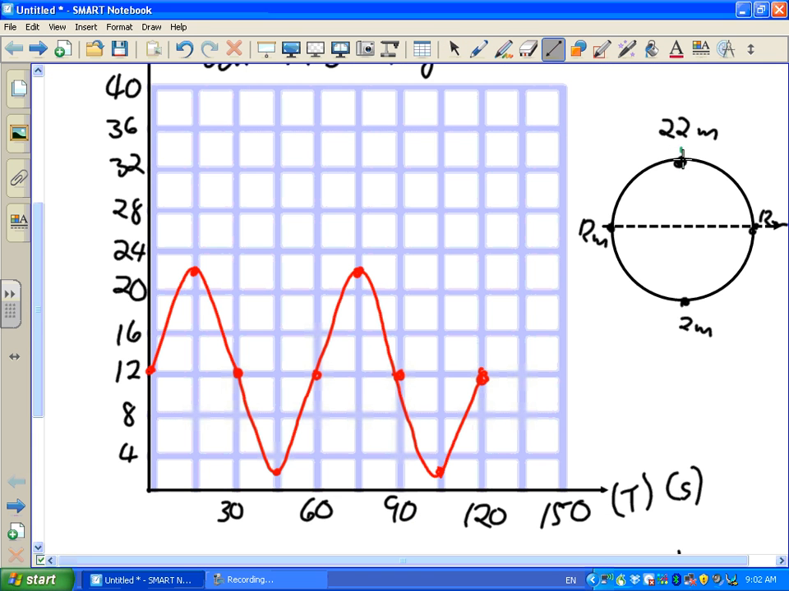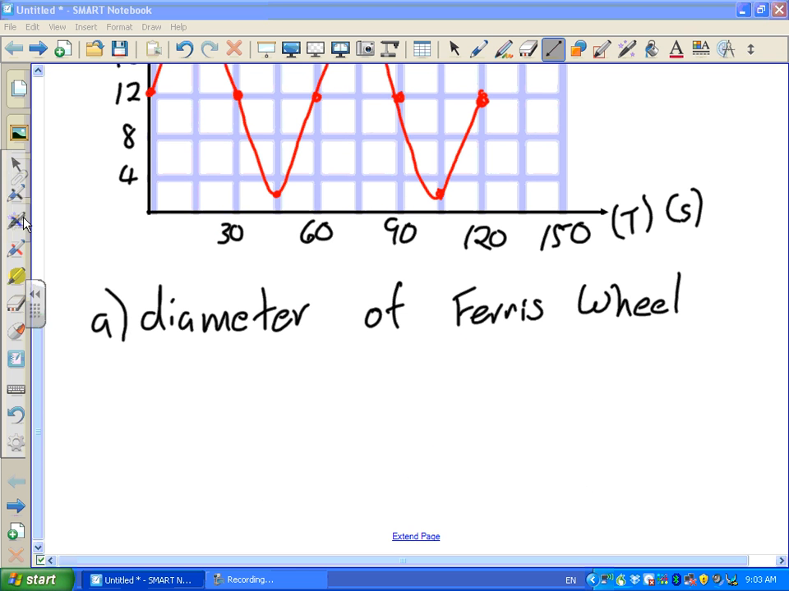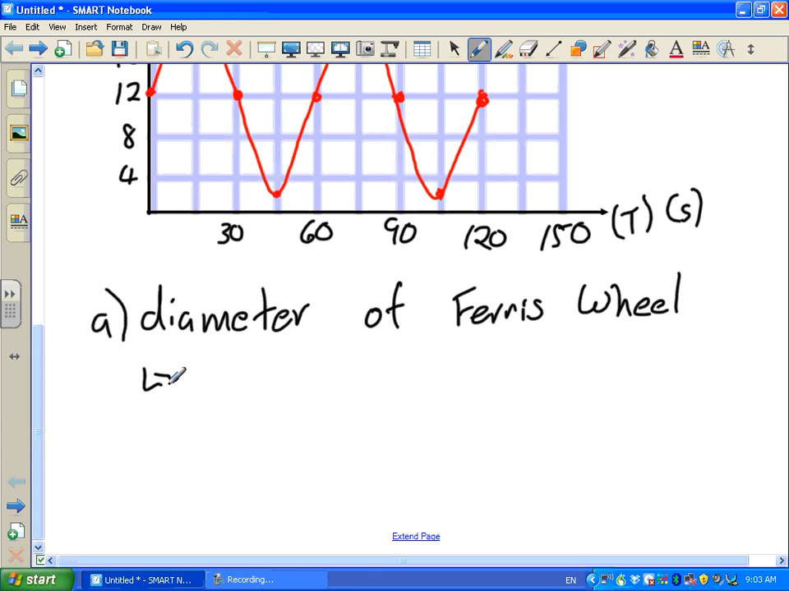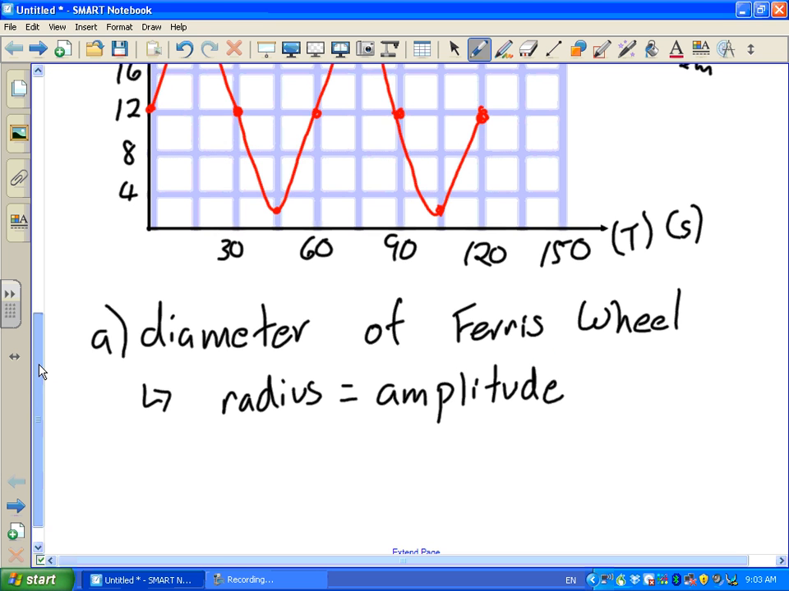So the very first question asks us for the diameter of this Ferris wheel. How can I solve the diameter? And what would the radius be? How would I find the radius? And what is the amplitude? Okay, good. So we want a really roundabout way to answer that. Let's be technical like he said. If we find the radius of the circle, we can find the diameter. That's true. And we know that the radius is going to be equal to the amplitude. We know we can find the amplitude by doing what?